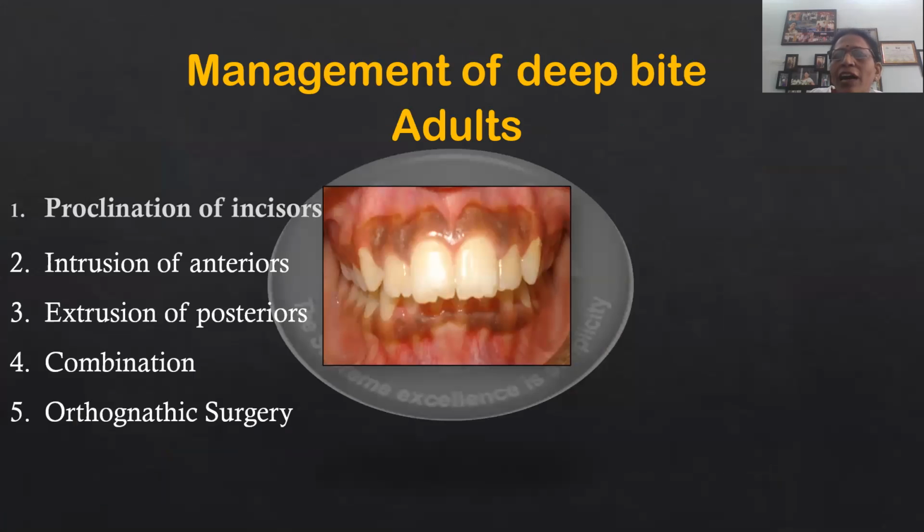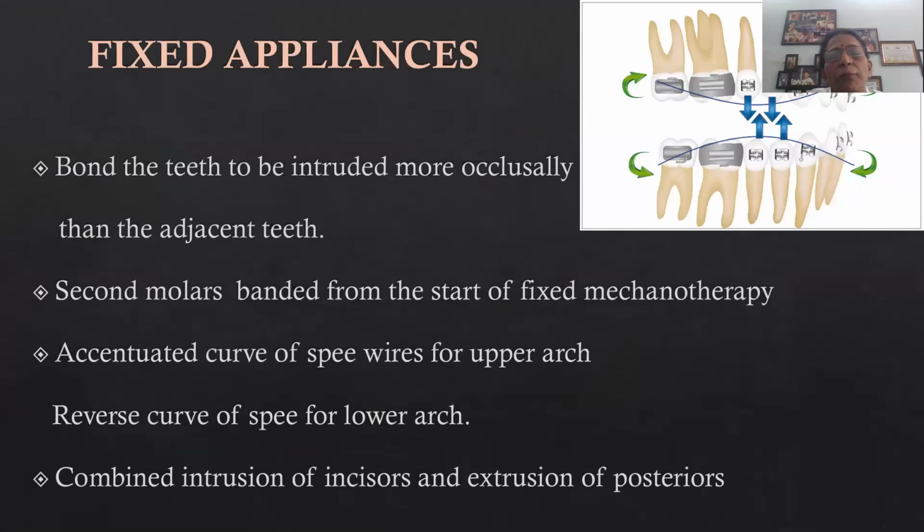Now, in adults, you again have the choice of camouflage or surgery. In camouflage, you can bring about proclination of the incisors, intrusion of the anteriors where required, then extrusion of the posteriors, or a combination, and then orthognathic surgery.